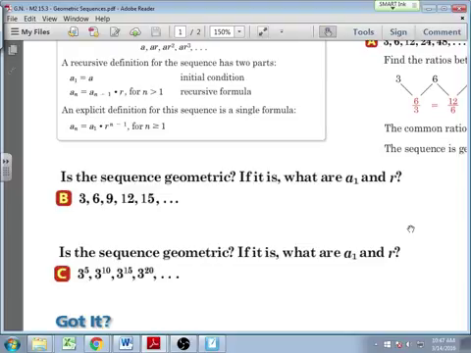Is this geometric? 3, 6, 9, 12, 15. No. What is it doing? Adding. It's adding 3 every time. So actually this, not geometric, it's arithmetic.